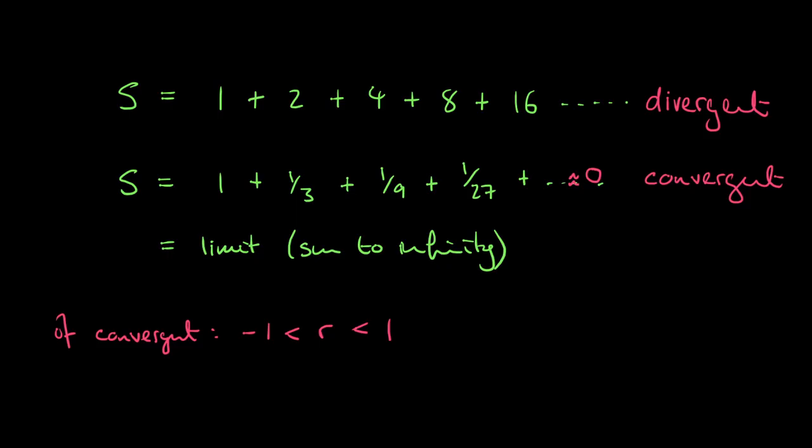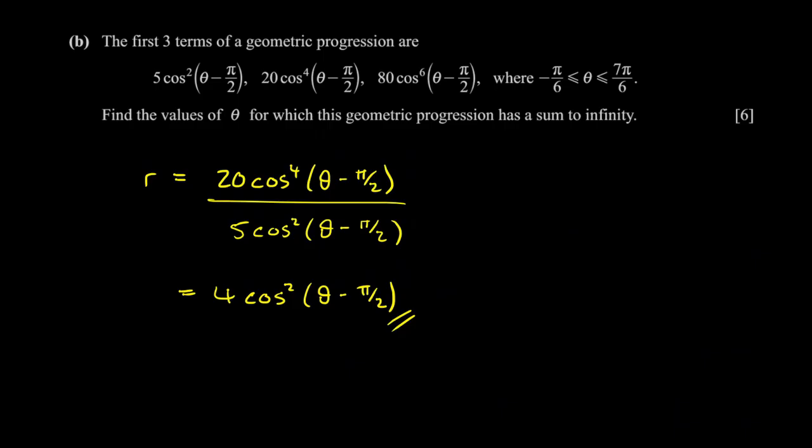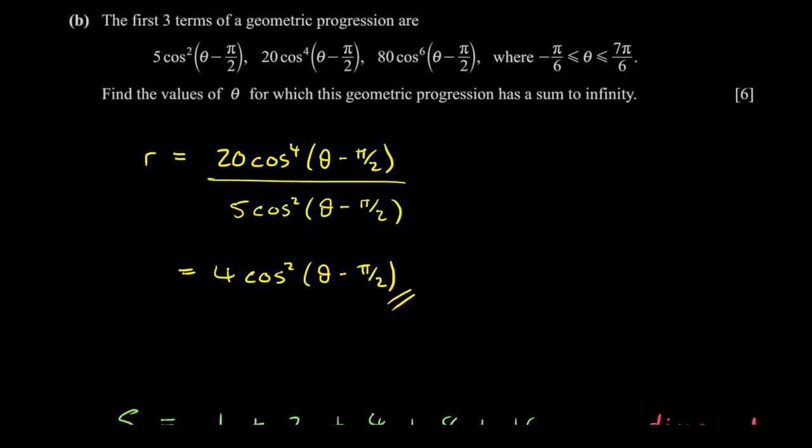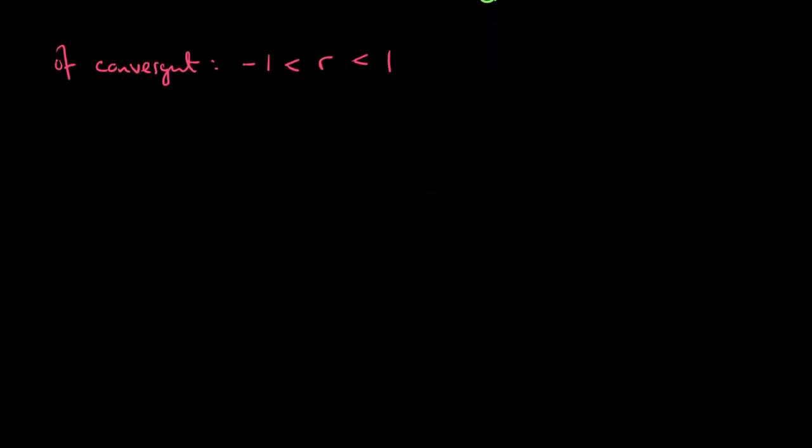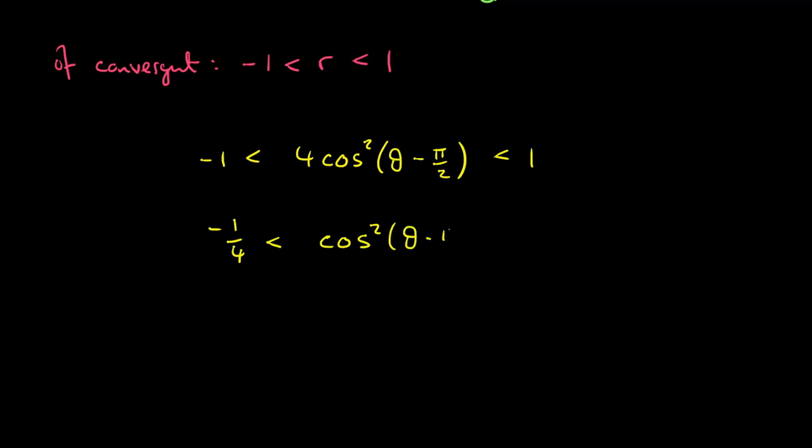So essentially, what we're being asked to do is find when this common ratio is between -1 and +1. So we want to find out when 4 cos squared (theta minus pi by 2) is between 1 and -1. Okay, so we can then divide this through by 4. So we can take the whole inequality and say we now want where cos squared (theta minus pi by 2) is between -1/4 and +1/4.